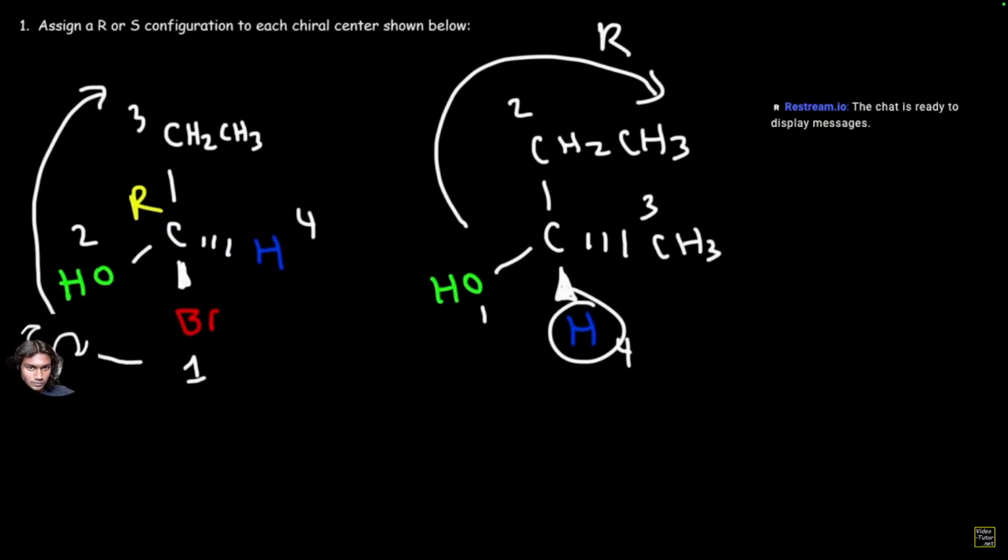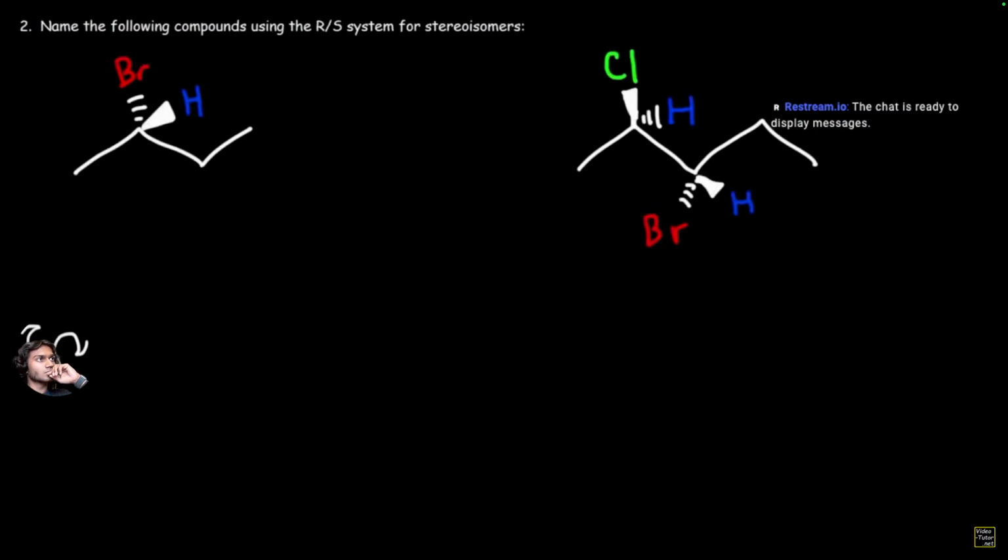Because it's on the solid wedge, or in the front, coming out of the paper, we need to switch the configuration, and it's equivalent to putting group number 4 in the back. So it was R, but now it's S. So that's the configuration for this chiral center. Anytime H is in the front, simply count from 1 to 2 to 3, and then reverse your answer.